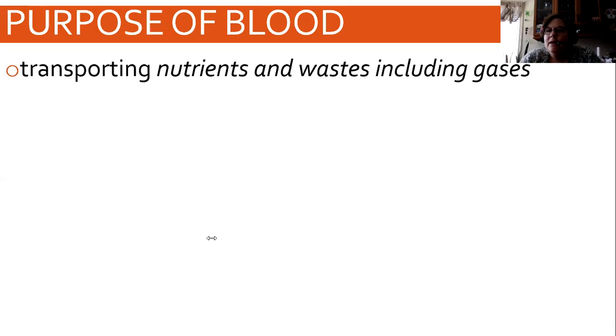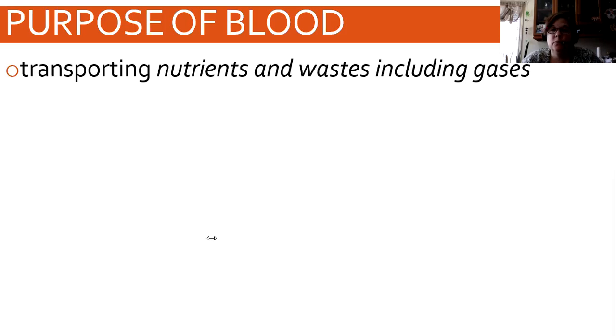All right. So the gases in our blood that are being transported are carbon dioxide and oxygen. Yes. Thanks, Aiden. So carbon dioxide and oxygen. And nutrients, things like glucose, right? The energy that our cell needs, wastes.